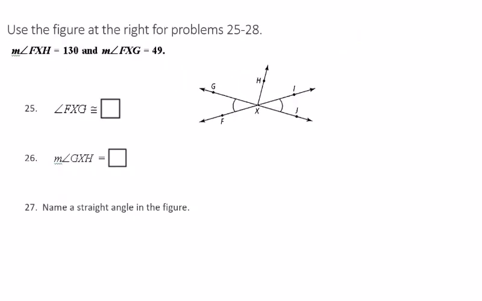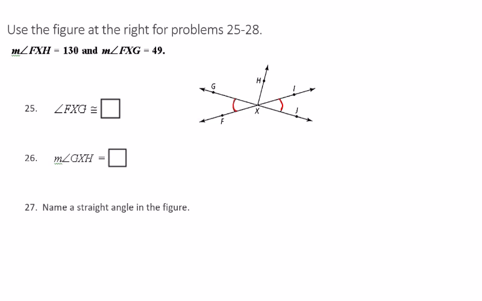All right, let's try this example. So use the figure at the right for problems 25 through 28. So we have this figure here, right? And notice these little arcs here, right? So those denote when angles are congruent, right? And congruent, remember, is when angles have the same measure, then they're congruent. Okay, and we mentioned that a little bit earlier. But what this tells me here is that angle GXF is congruent to angle IXJ. Okay, so they have the same angle measure.